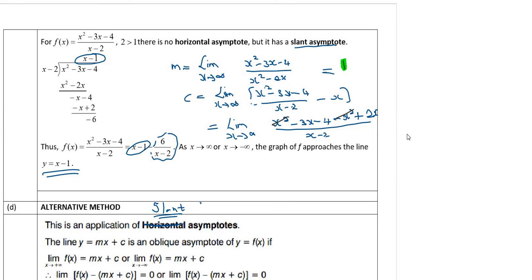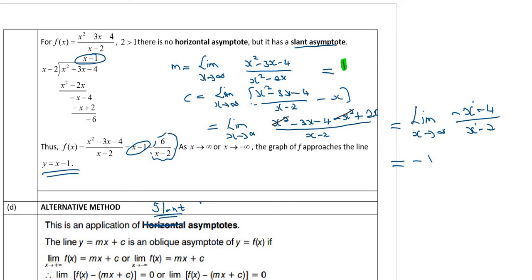So let us just finish it off. This gives us now the limit where x approaches infinity of minus x minus 4 over x minus 2. Now we know how to do the limit to infinity. We also know that it forms a pattern, and if the degrees are the same, we can just take the leading coefficient over the leading coefficient. So this is negative 1. Therefore c is negative 1.